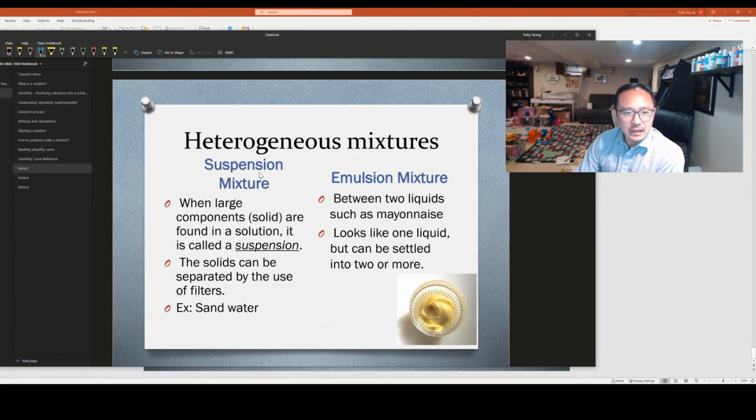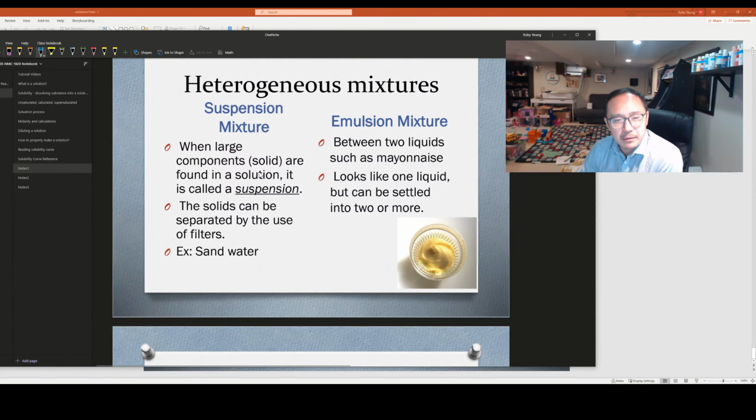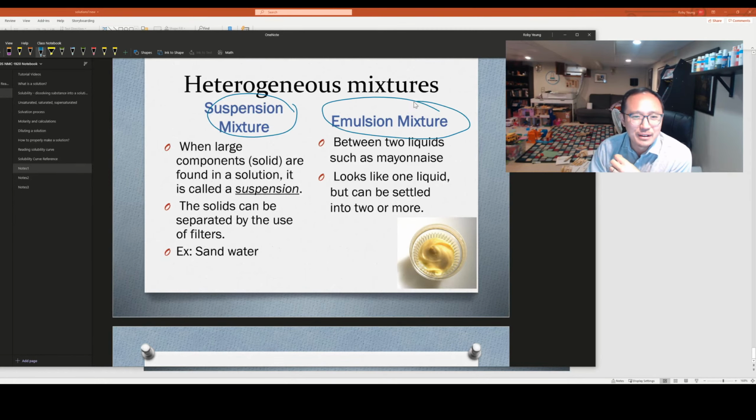And then for different kinds of mixtures, that can be a little bit more of a gray area. It's not clear-cut, like I can separate the sand from water. So you can have suspension mixtures and emulsion mixtures.